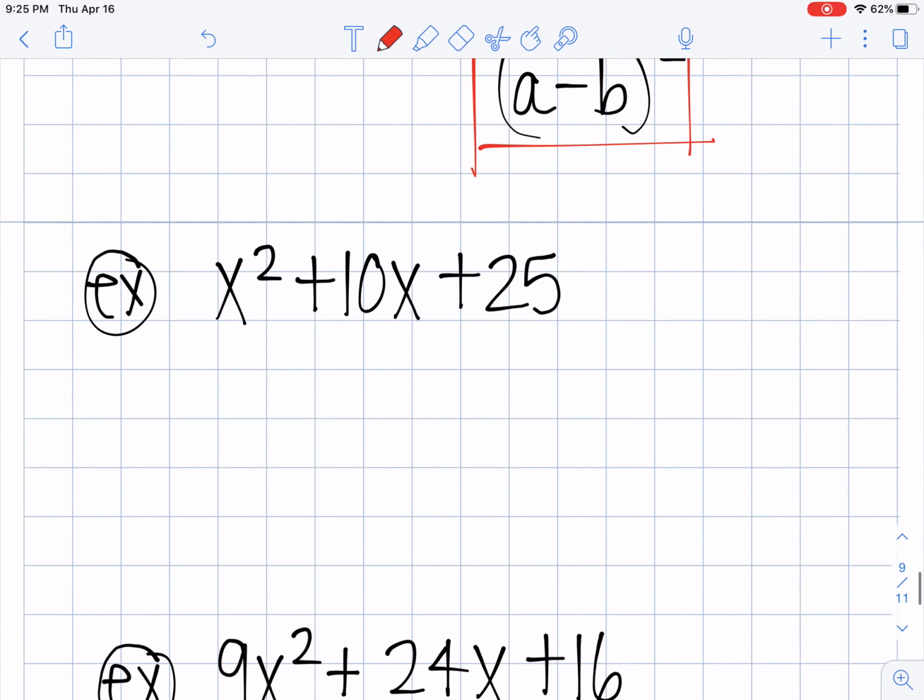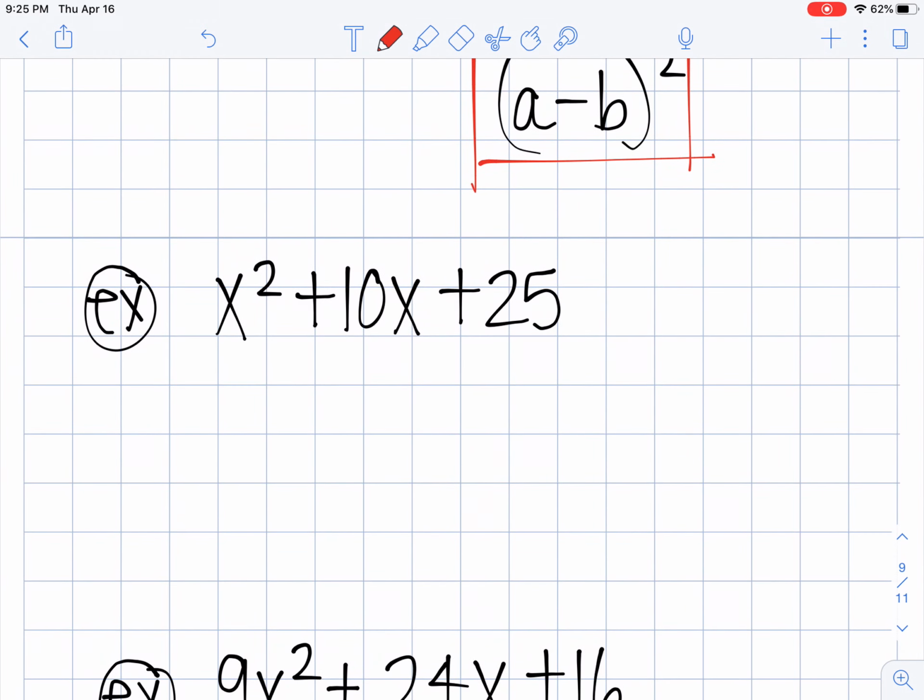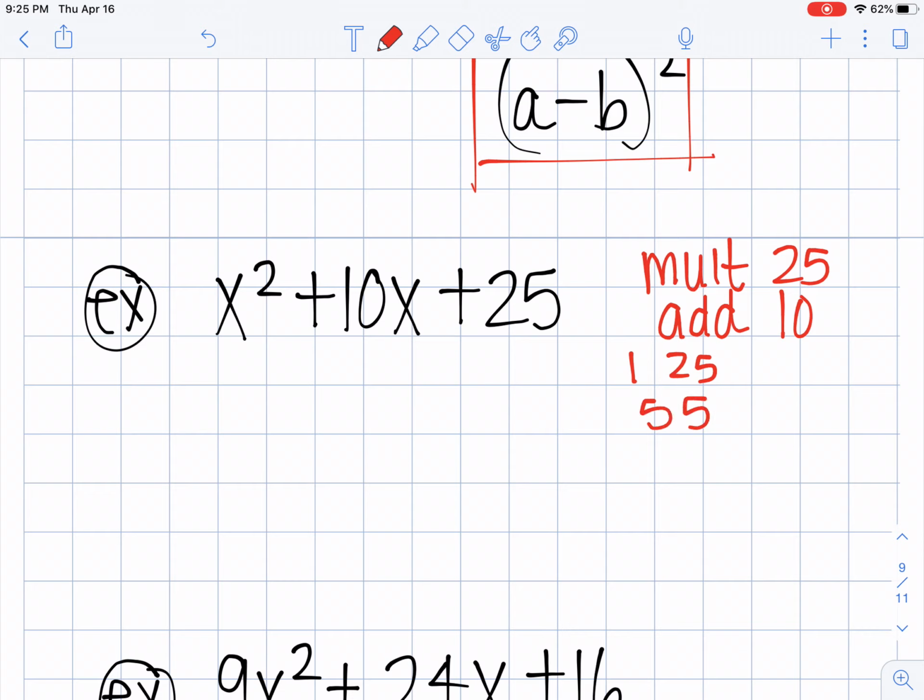Again, we can set this up two different ways. We can set this up the way that we factored all of our other quadratics that looked like this. So I want to look at this and say I want to multiply to 25 and I want to add to 10. So what multiplies to positive 25? Well, we got 1 times 25 and we got 5 times 5. We have a negative 1 times a negative 25 and a negative 5 times a negative 5. I want to add to positive 10, so it's going to be this guy right here.